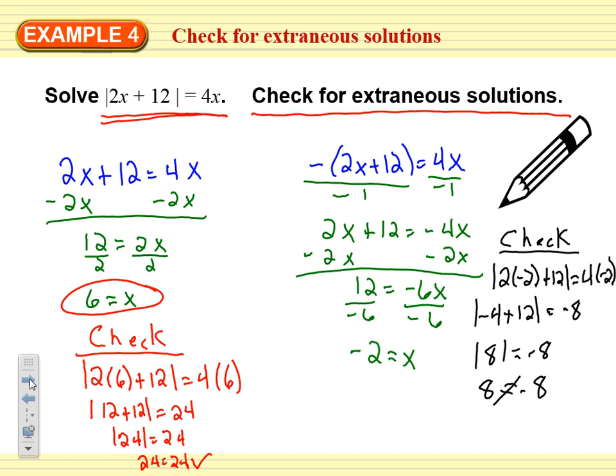This does not work. So this is not a solution. So the only solution that we have on this one, ladies and gentlemen, is x equals 6. X equals negative 2 does not work. Okay, so that's why we have to check our answers, because sometimes both of them will not work.